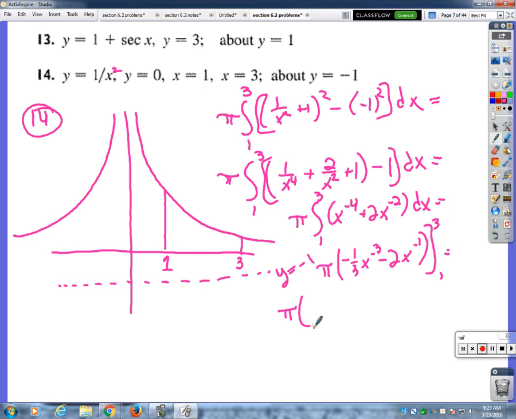So pi times, if I put 3 into there, 3 cubed is 27 times 3 is 81. So this is going to be -1 over 81. Minus, if I put 3 into there, it's going to be 2/3. Minus what you get when you put 1 into there. So that just works out to be 1. So it's going to be -1/3.